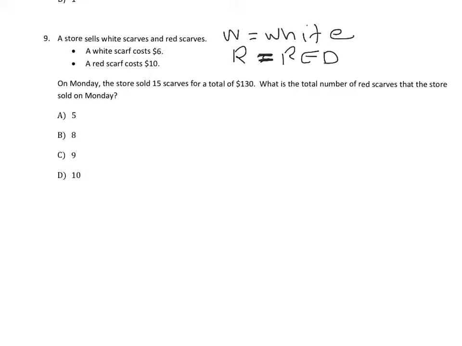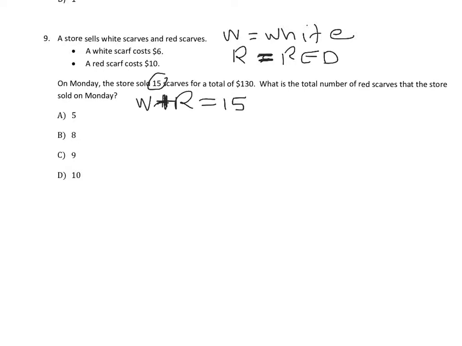Okay, the equations normally, the first equation or the second, it doesn't matter, pertains to value. Okay, and the second one pertains to quantity. So if you look at this, W represents the quantity of white scarves and R represents the quantity of red scarves. So we can quickly write an equation that says W plus R equals 15, all right? That's quantity.